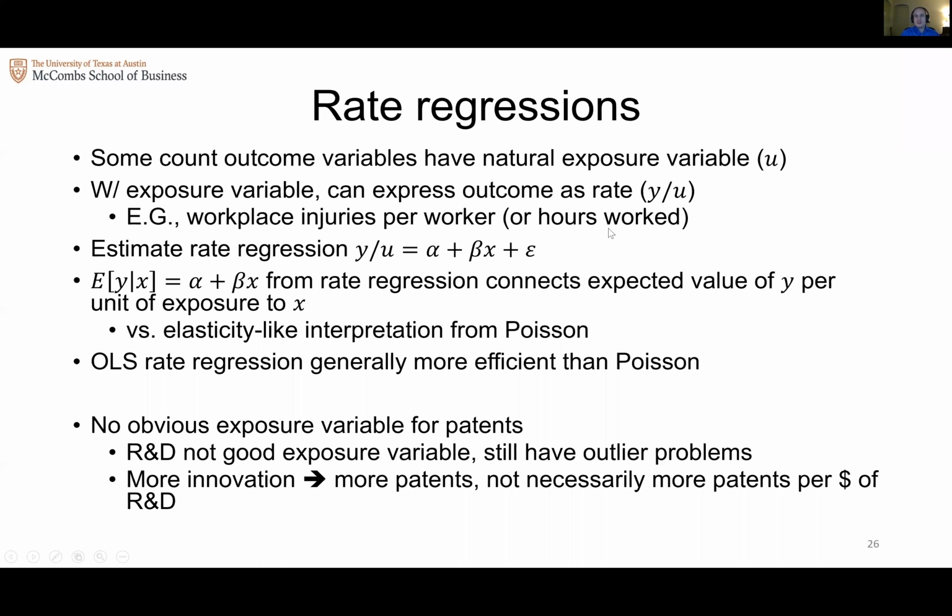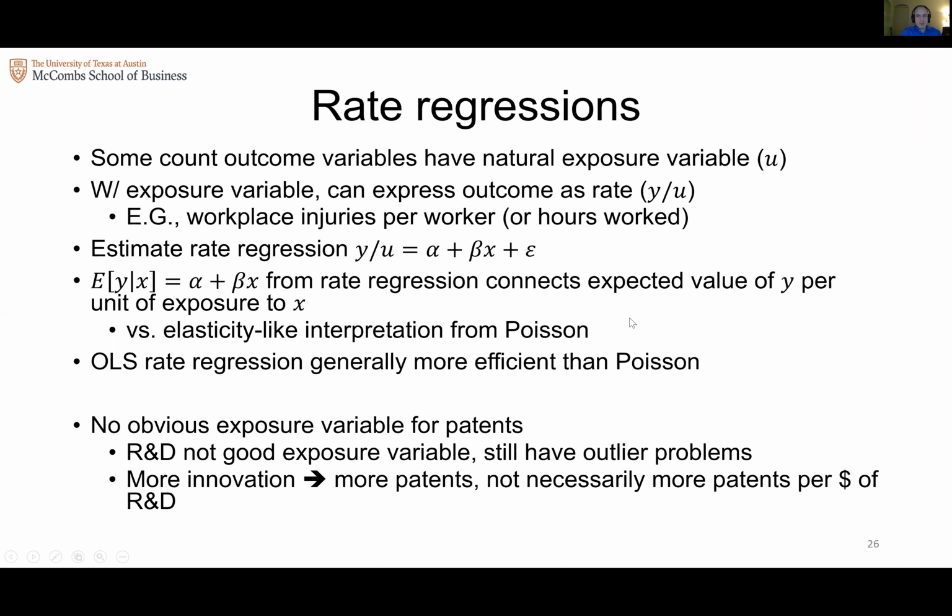And so in that case, you can just estimate an OLS regression, where the dependent variable is going to be this rate variable, right? So we would estimate the workplace injuries per worker. We would estimate a regression of that on whatever explanatory variables we wanted to include on the right-hand side of the regression. And that should give us, again, unbiased and consistent estimators under the standard exogeneity conditions. Okay, and so this very closely connects the expected value of y per unit of exposure.